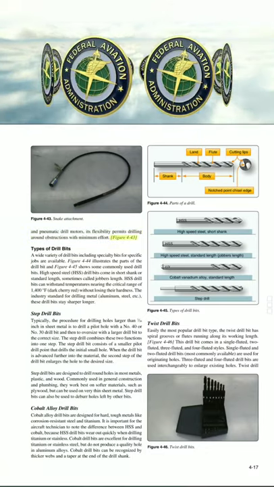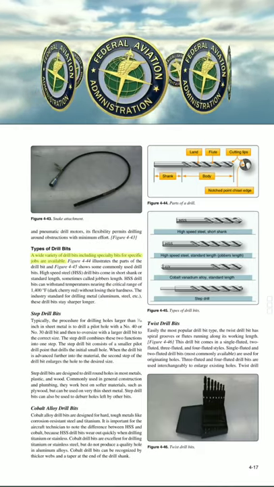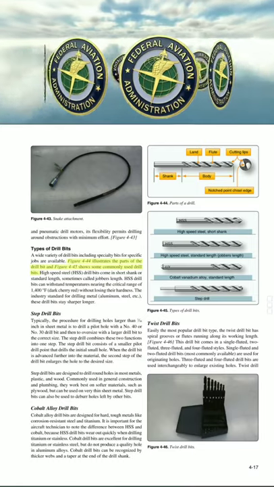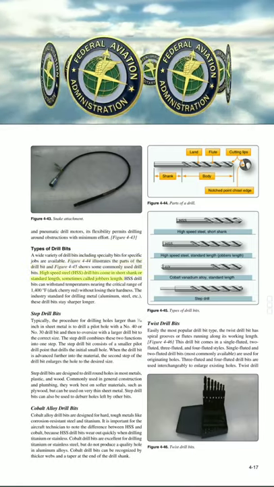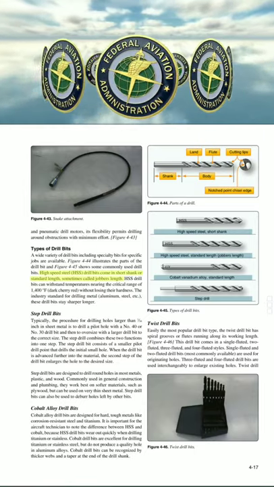Figure 4-43. Types of drill bits. A wide variety of drill bits, including specialty bits for specific jobs, are available. Figure 4-44 illustrates the parts of the drill bit, and Figure 4-45 shows some commonly used drill bits. High-speed steel (HSS) drill bits come in short shank or standard length, sometimes called jobber's length.